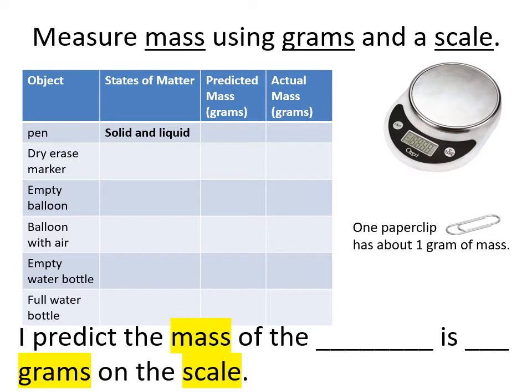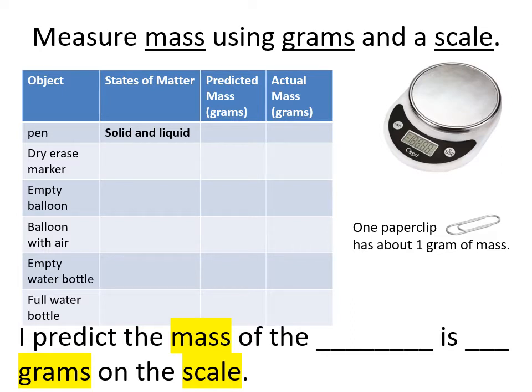So remember in class, we learned that to measure mass, we use grams. That's the unit of measurement, and an apparatus called a scale. So we filled out a table like the one you see here. We measured the mass of different objects such as a pen, a dry erase marker, and we talked about the states of matter that we had found in each one.